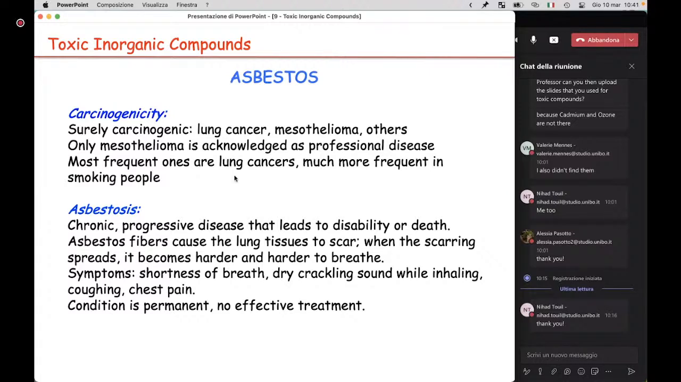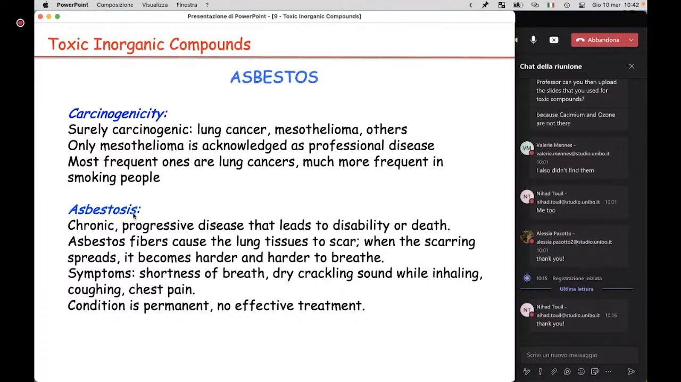And of course, asbestos is additive or synergic with other causes of lung cancers, in particular with smoking. So if you were an asbestos operator and you smoked, of course you have much more chance of developing lung cancer. But in addition to carcinogenicity, you also have another kind of specific disease called asbestosis.